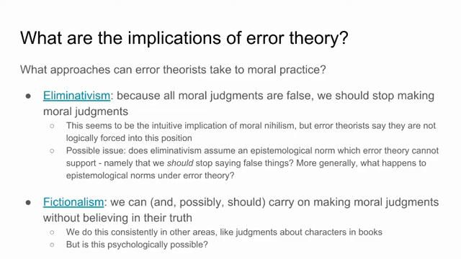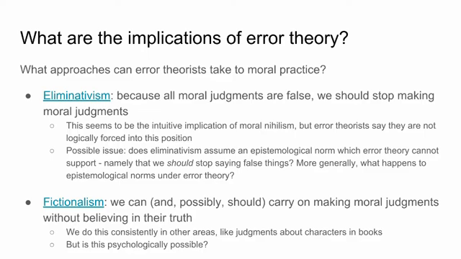There is a second way that error theorists can go besides eliminativism, and that is fictionalism. This view says that we can, and keeping in mind the problems I just raised, possibly should, carry on making moral judgments without believing in their truth. So we do consistently do this in other areas. It's a weird idea, right? We do consistently do this.